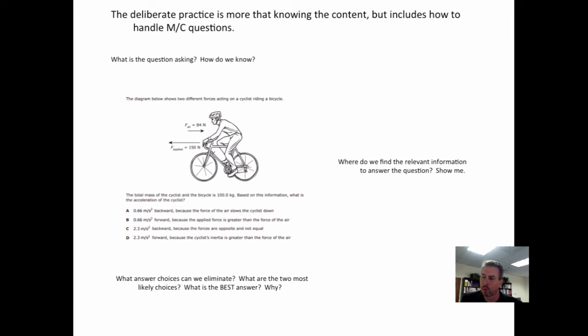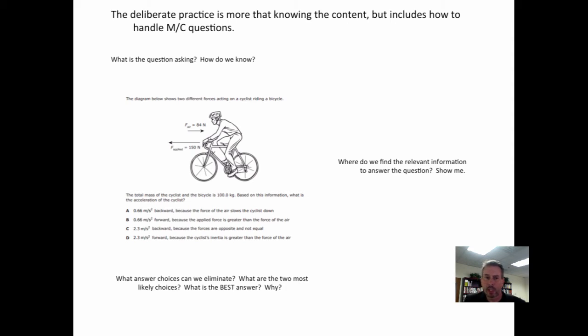Now, I also think it's more than content. We have to include how to handle these questions. And I know everybody does this at some point, especially right before the STAAR test. But we ought to be doing it day one, because the more they practice in that way, the better they're going to be at being able to handle it.